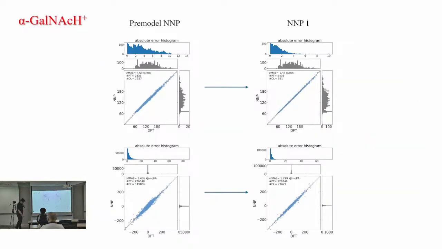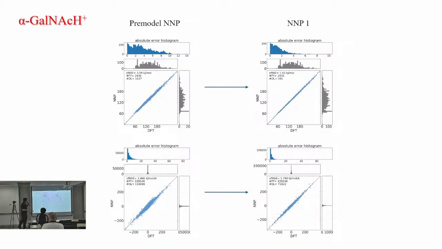Okay, so for example here, this is how we test out the accuracy. Sorry, you cannot really look very closely, but let's say we start with the pre-model, and our target system is this alpha galactose N-acetylated that's protonated. The pre-model, which was trained on glucose, gives us an error of around 3.6 kilojoules per mole for energy and 3.5 kilojoules per mole per angstrom for the atomic forces.